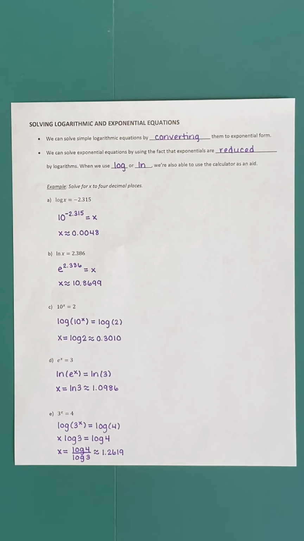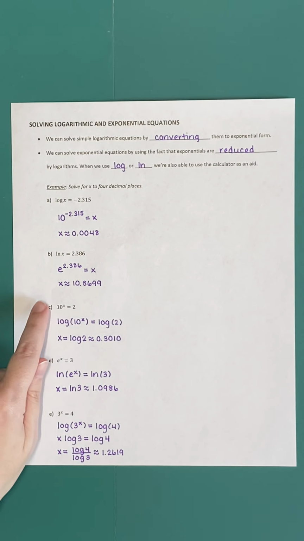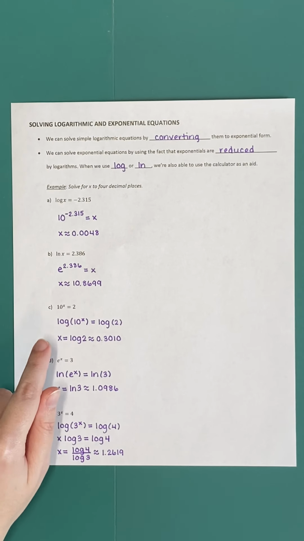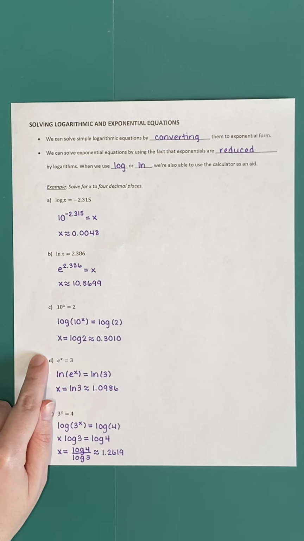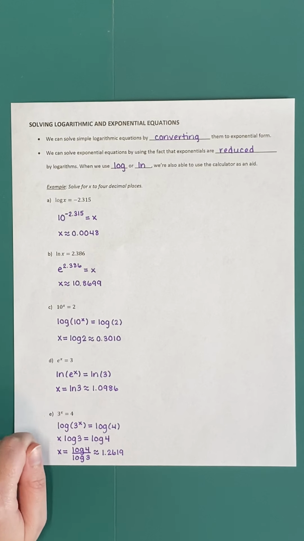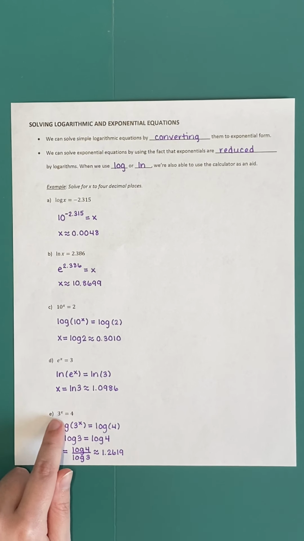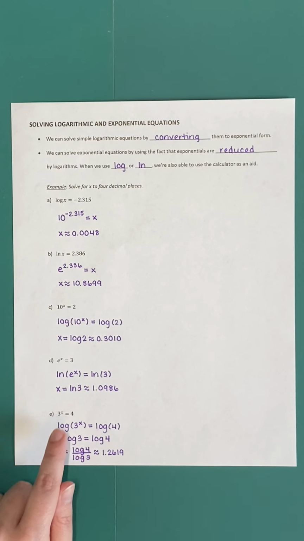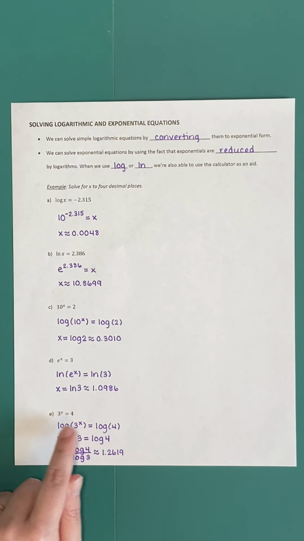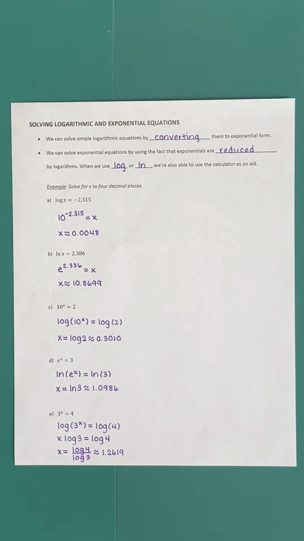Okay, one more. This one's a little bit different. We'll use the same kind of strategy, but we're kind of limited as to what happens from there. So we had 10 to the x, we used log base 10. We had e to the x, we used log base e, otherwise known as natural log. Here we have 3 to the x is equal to 4. So we want to know what exponent would we need to raise 3 to in order to get an output of 4. Well, let's think about what would make sense here.